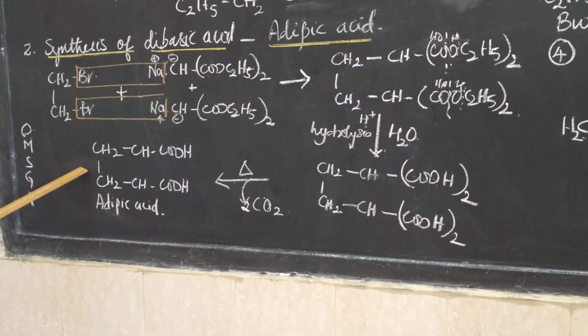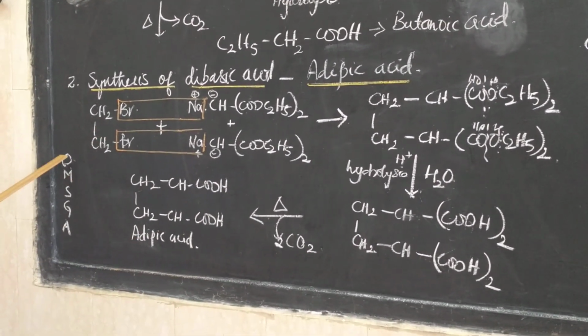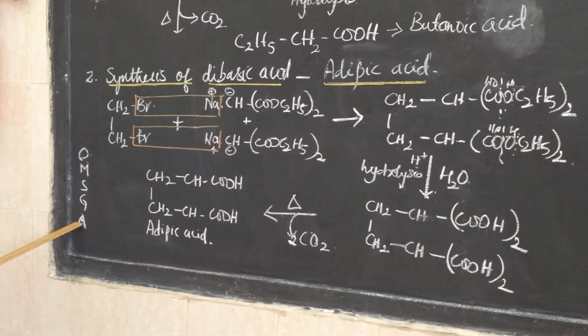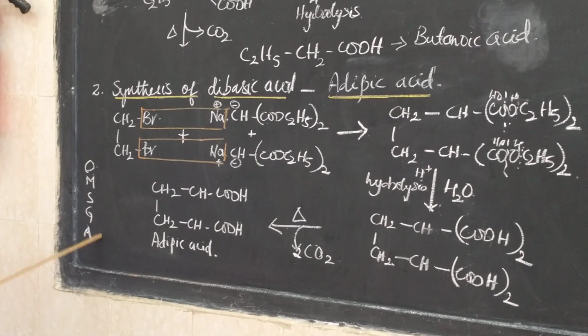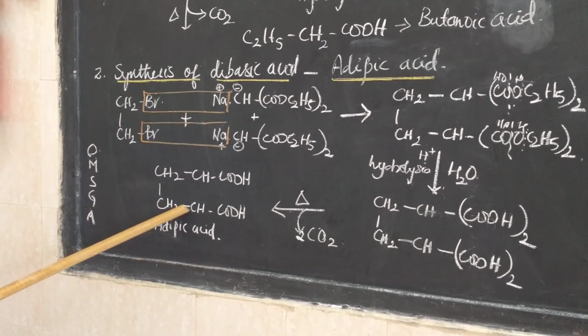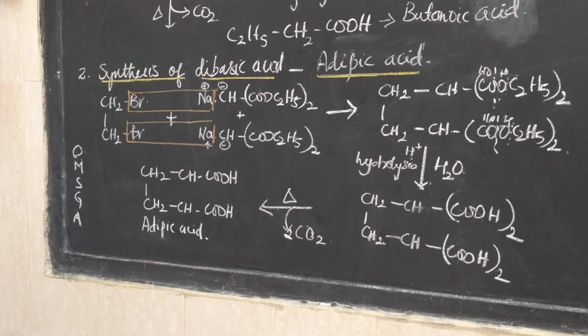You have already studied in your carboxylic acids how to write the structure of oxalic acid, malonic, succinic, glutaric and adipic acids. Learn that, so that it becomes very easy for you to write the structure of adipic acid. It has 6 carbons. I hope you have understood this.